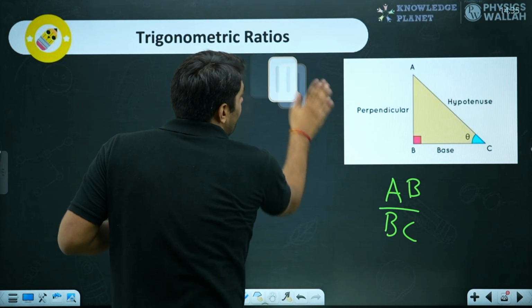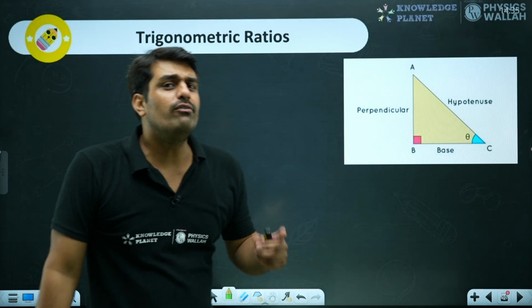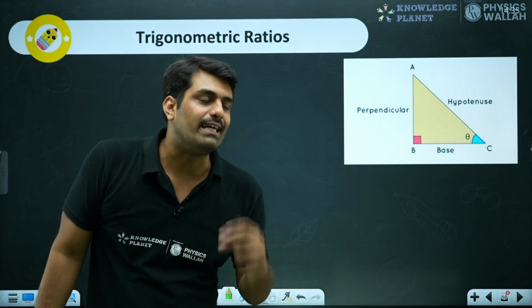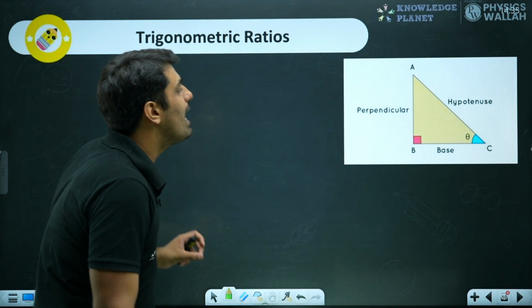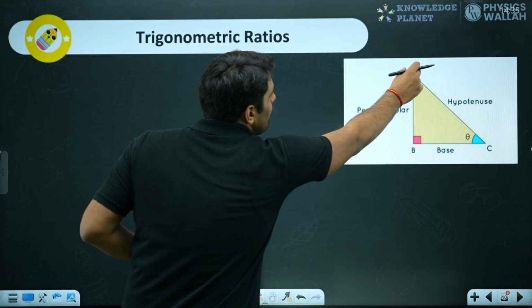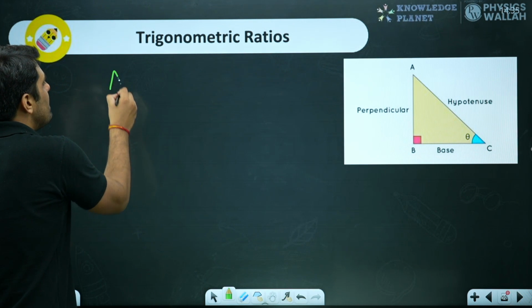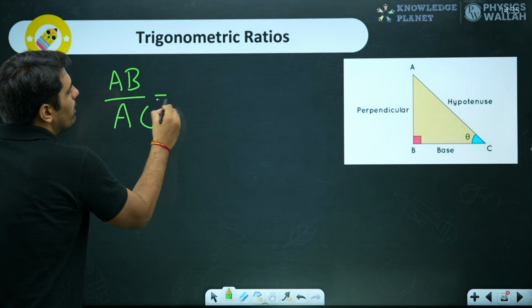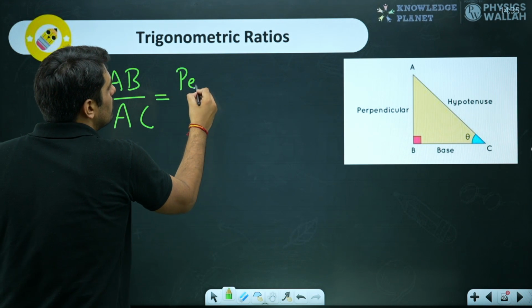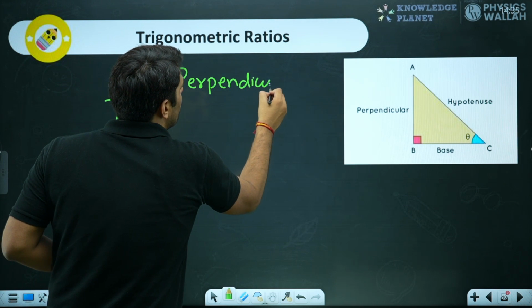In trigonometry, when we are talking about a triangle, the triangle is in front of you. I told you we have to take the ratio of two particular sides. So let me start from the perpendicular with the hypotenuse. I hope you are clear over here that this is AB and this is AC. So if I say AB by AC, this is the ratio of what? This is the ratio of perpendicular with the hypotenuse.